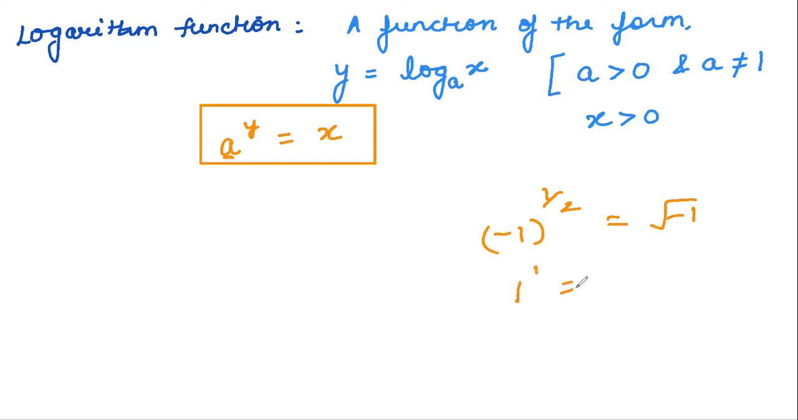1, if I ask you what 1 raised to power what should give you x, you cannot find out the value, because 1 to the power anything will always give you 1, that is not defined. So that is why a should be greater than 0 and a should not be equal to 1, and also x should be greater than 0, right? This will always come out as greater than 0. So these are the things that you must remember when you define log. A function of the form this is called the logarithm function with these conditions.